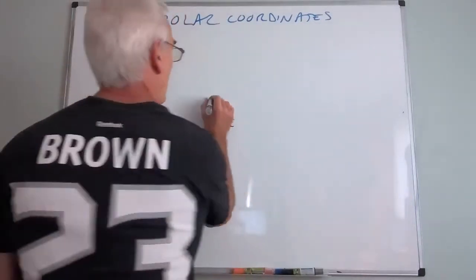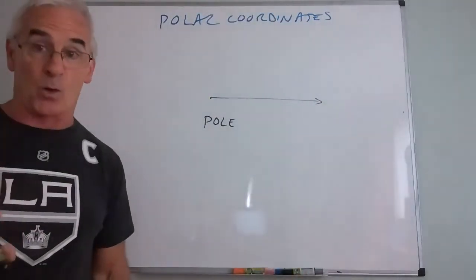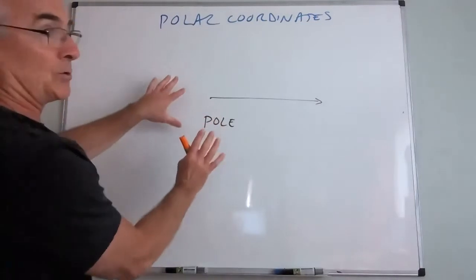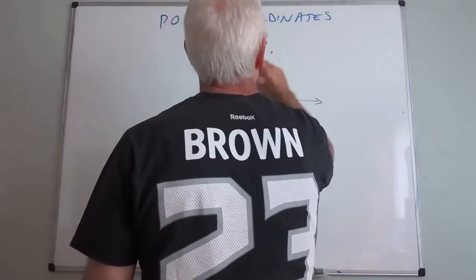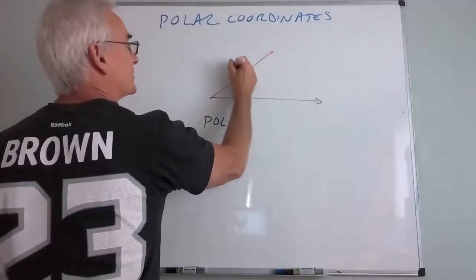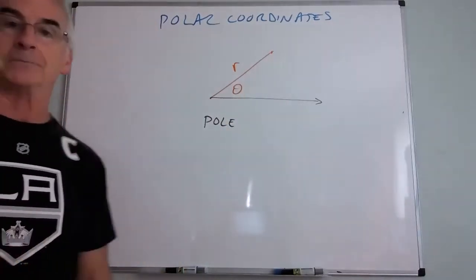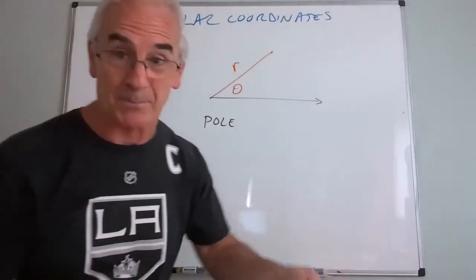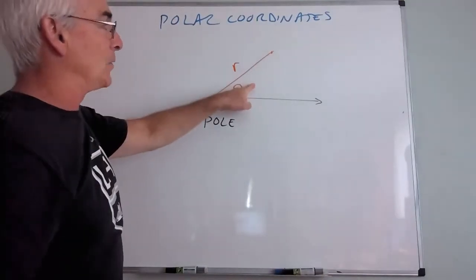Then we draw a ray from the pole, and the ray points in the direction of the positive x-axis. And that's actually quite important. This has to be horizontal. Now every point, and this is only two-dimensional, every point that I can possibly come up with, I can draw a line segment from the point to the pole, and there are two things I can measure. I can measure this distance, which we usually call r, and I can measure this angle, which we'll generally call theta. That means every point on the plane is measured as the distance from the pole and the angle made with the pole.